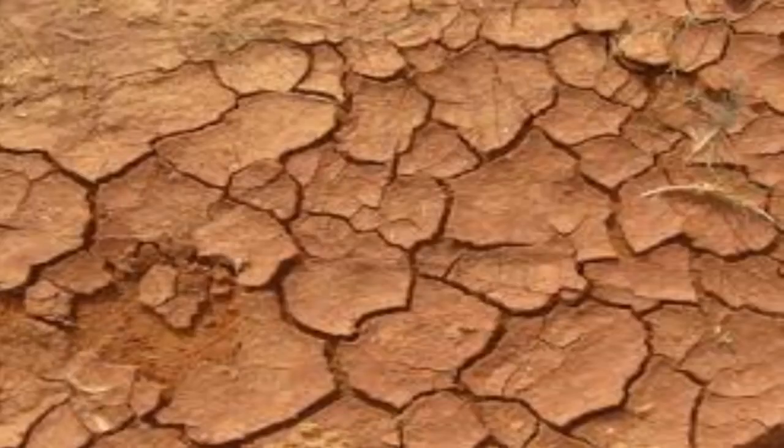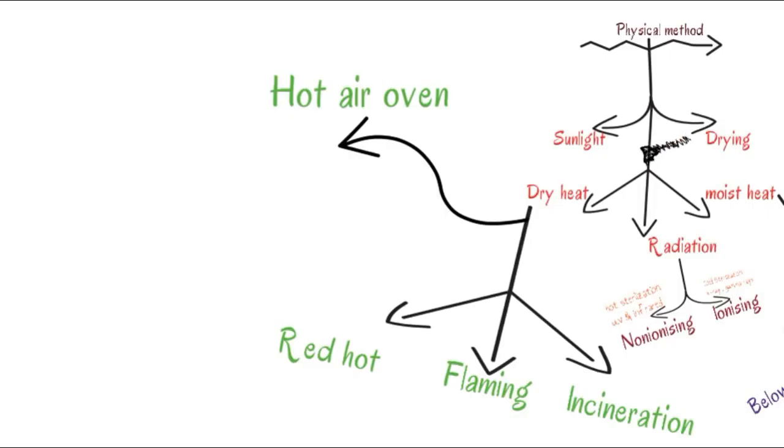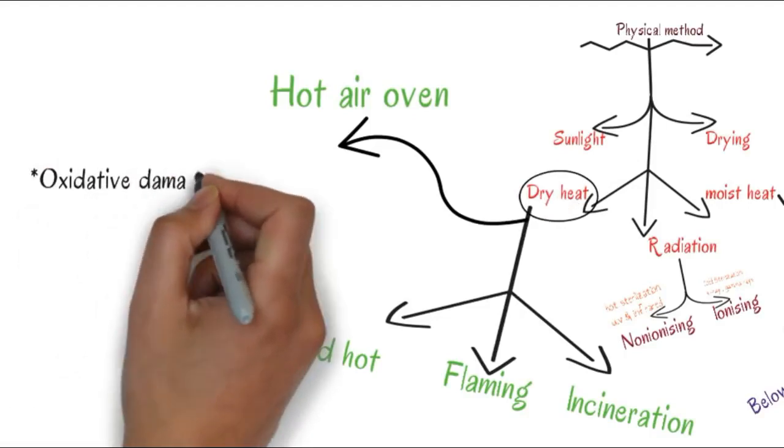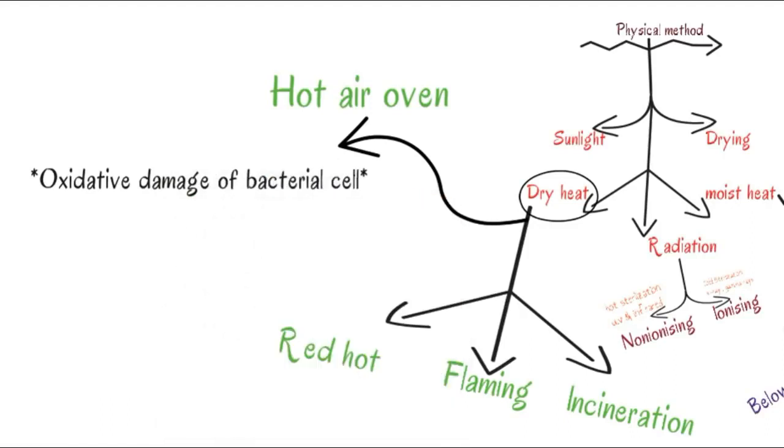Another is drying. Because all bacteria need moisture for their essential growth, drying kills the bacteria but not the spores. Remember that. Another is dry heat. The method of dry heat basically gives oxidative damage to the bacterial cell and kills the bacteria. In it we have red hot, flaming, incineration, etc.